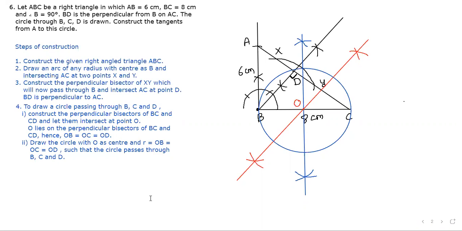Did you get this circle, children? Yes, sir. Now see what they are saying. Construct the tangents from A to this circle. Now we want tangent from A to the circle. But can you see that AB is already the tangent?